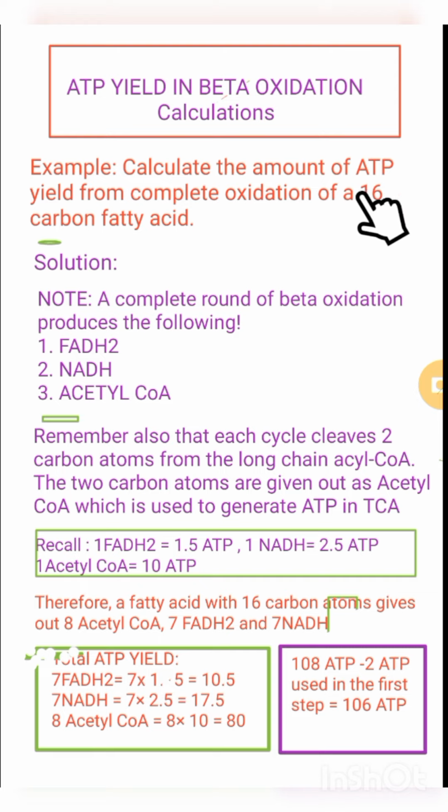So basically, this is how you calculate the ATP yield from a given fatty acid, of course, with an even number of carbon atoms, unless there's any other question.